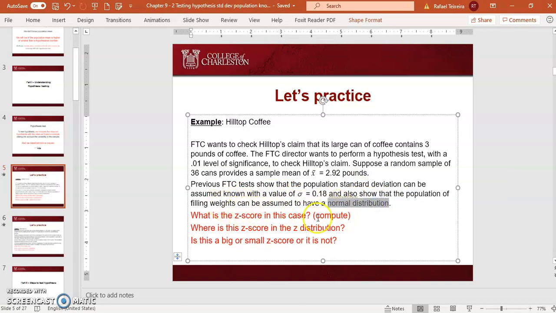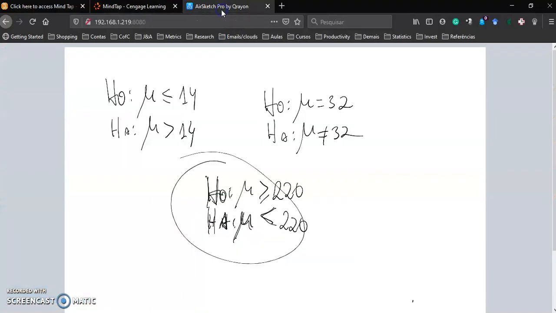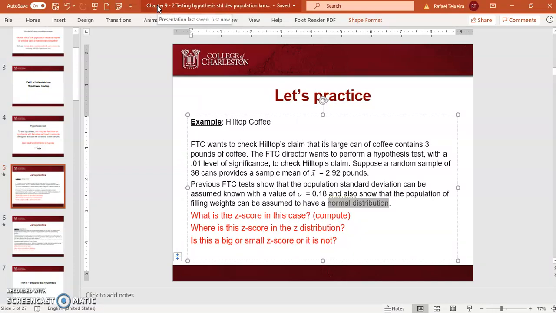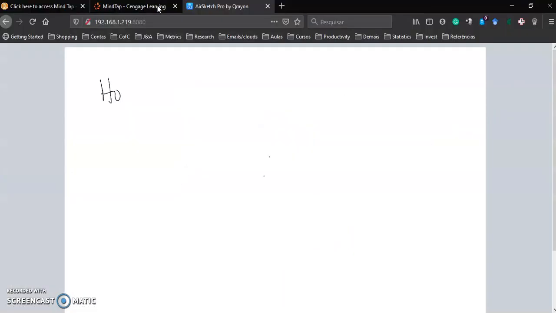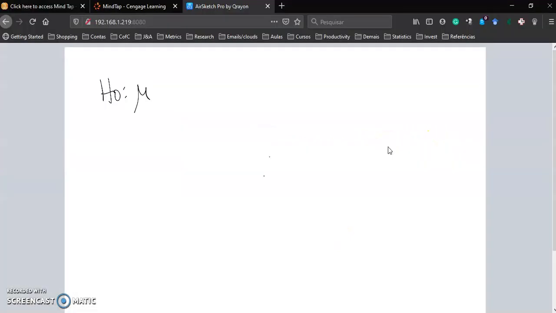So what is the z-score in this case? Let me use the resources I have. Let's start anew. The null hypothesis is that a random sample of its large cans contains 3 pounds of coffee. It doesn't say exactly if it is equal or has more, but let's assume that it's equal or more than 3. The alternative is that it's less than 3.